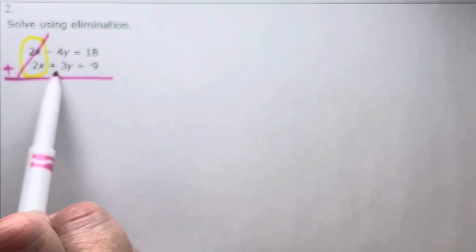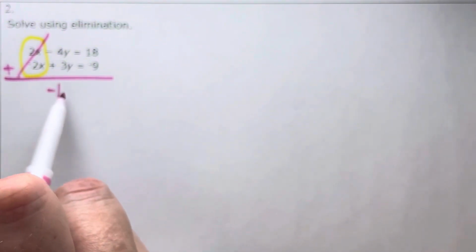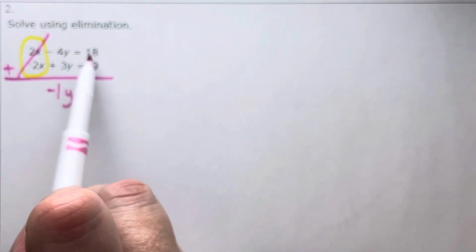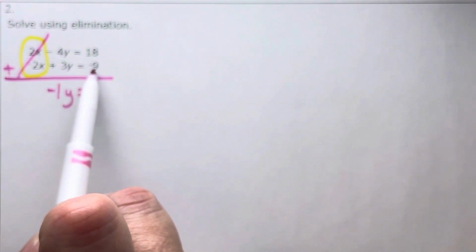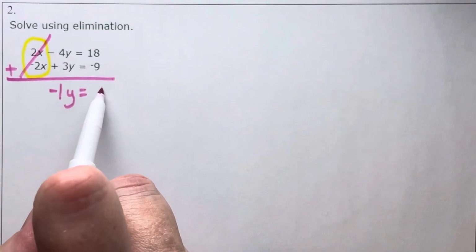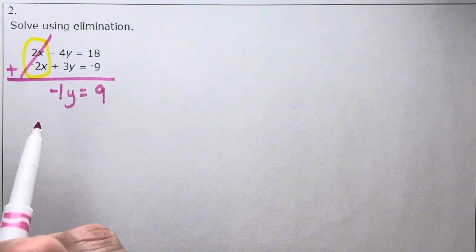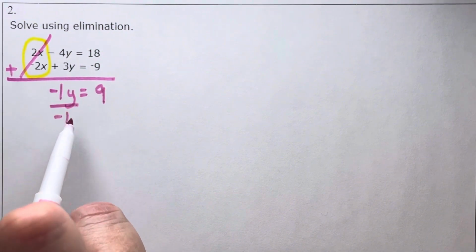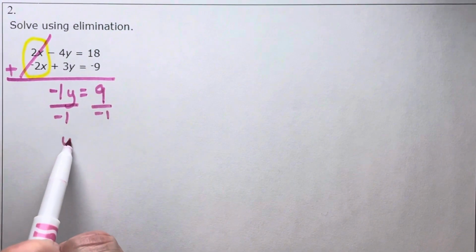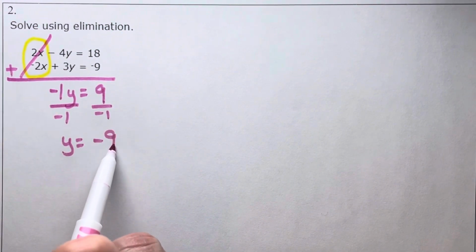-4 plus 3, well, that's -1. And 18 plus a -9, that's +9. Okay, so let's finish solving for y. We're going to divide both sides by a -1, and y ends up equaling -9.